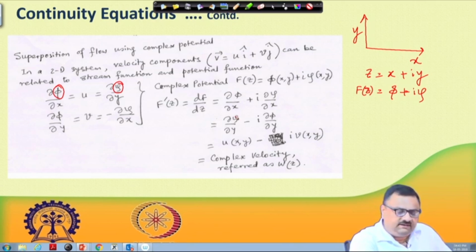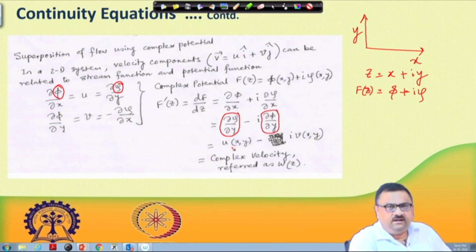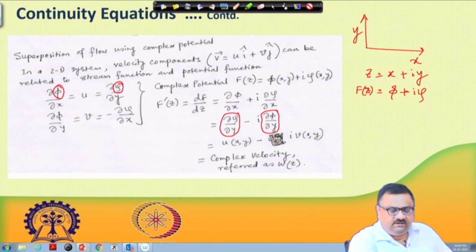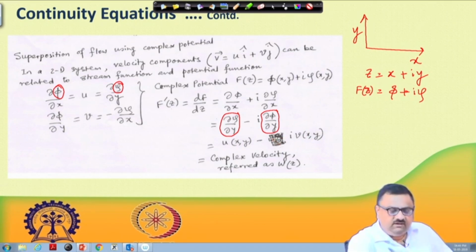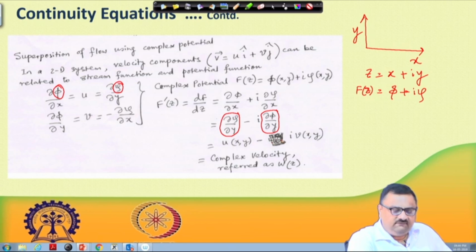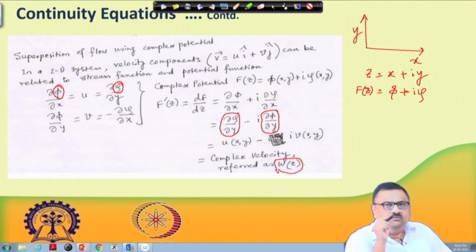Now, we can see that del psi del y we have already defined as u, and del phi del y we have already defined as v. So, we can write these as u minus iv, and that is what f prime z is. We define this u minus iv as the complex velocity, and we give it the reference w(z).